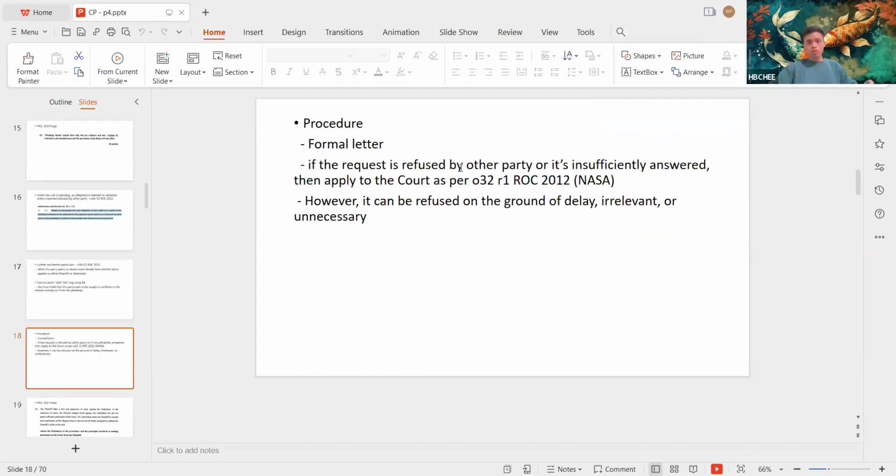So the procedure for this is, firstly, you can do it by a formal letter. But if the request is refused by the other party, or even the information given by the other party is insufficient, then you may apply to the court by using the NASA, which is Order 32 Rule 1. Actually, the NASA is for new joiners, because I noticed today have a lot of new joiners. The NASA I frequently use in this subject is notice of application supported by affidavit. Okay, however, it can be refused by the other party on the ground of delay, irrelevant or unnecessary.